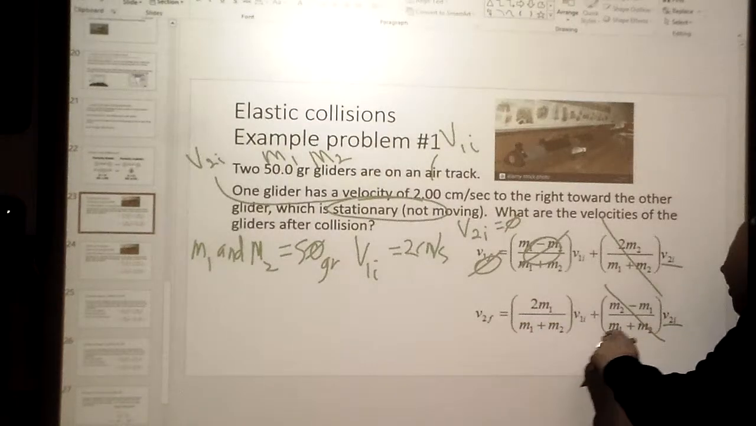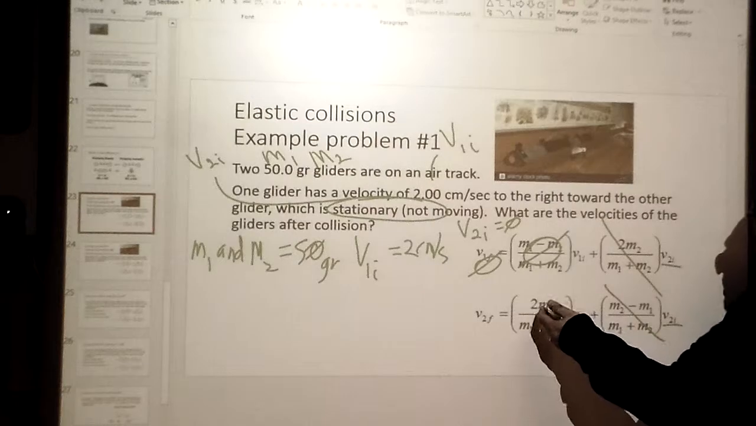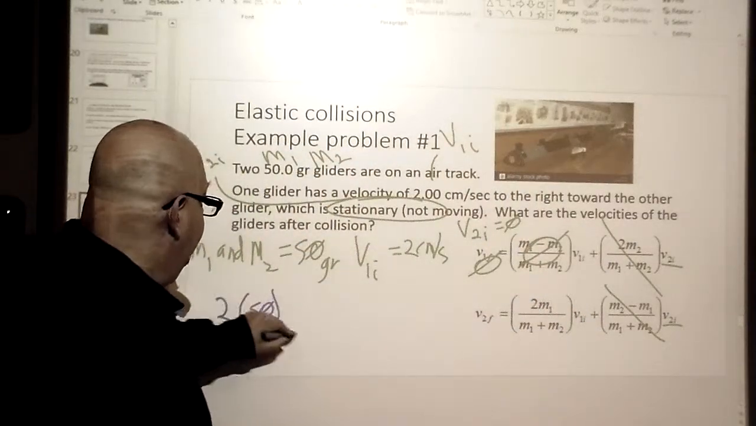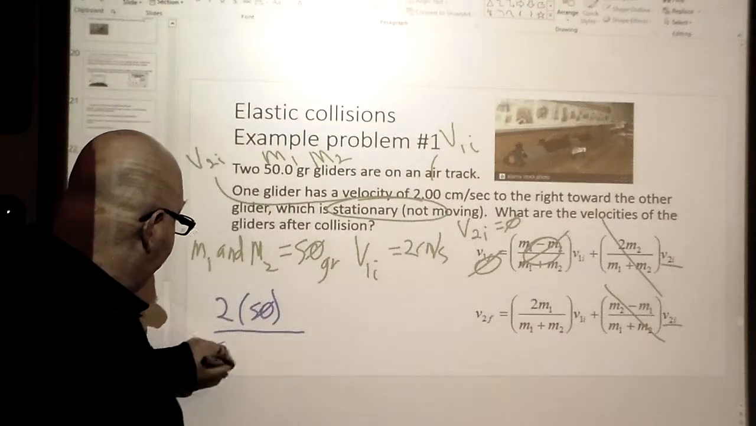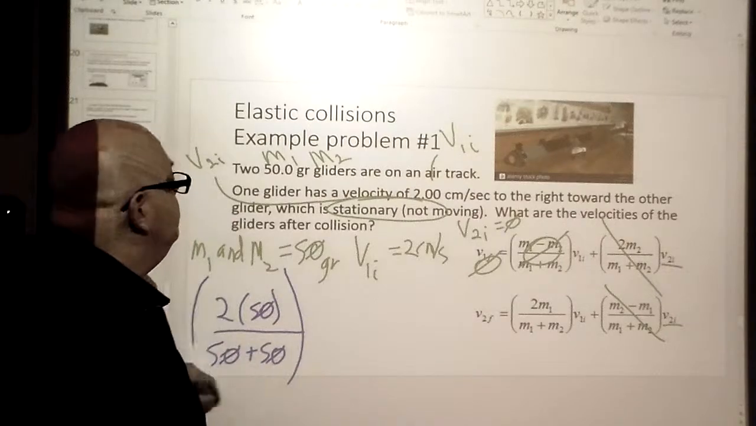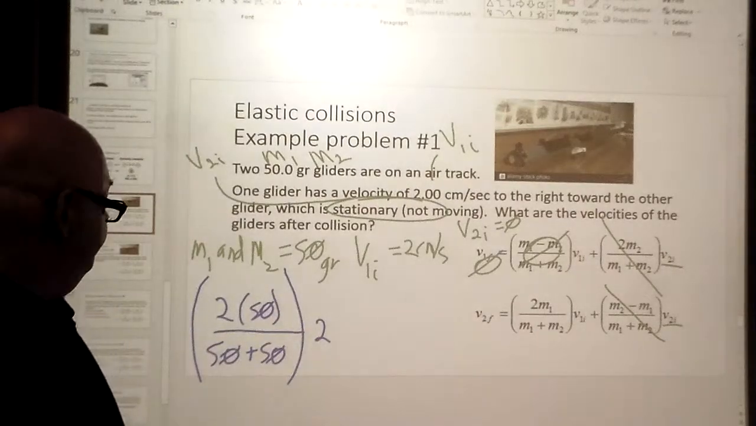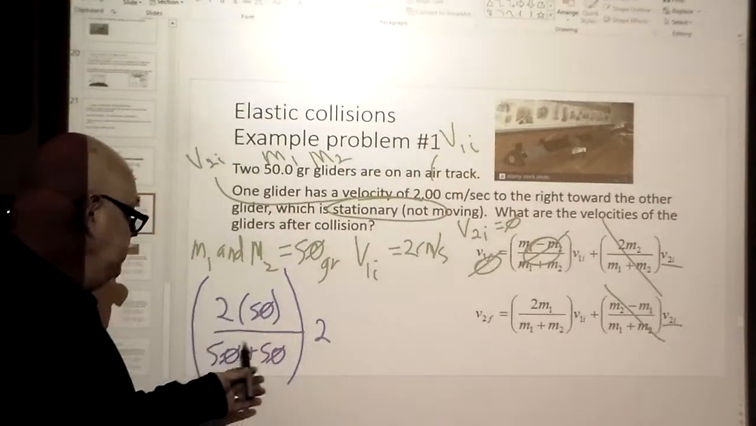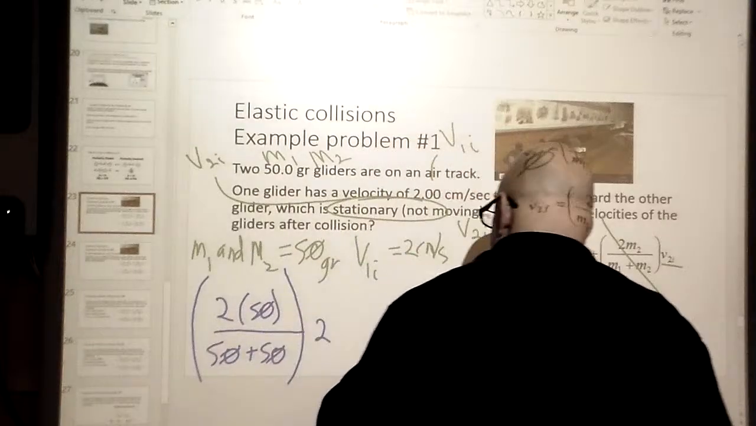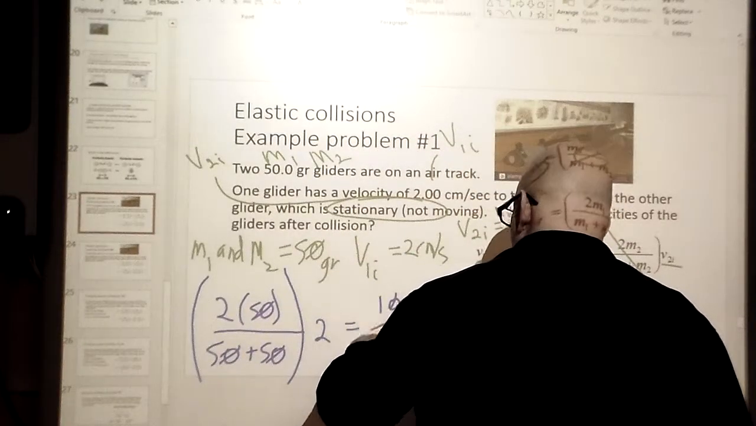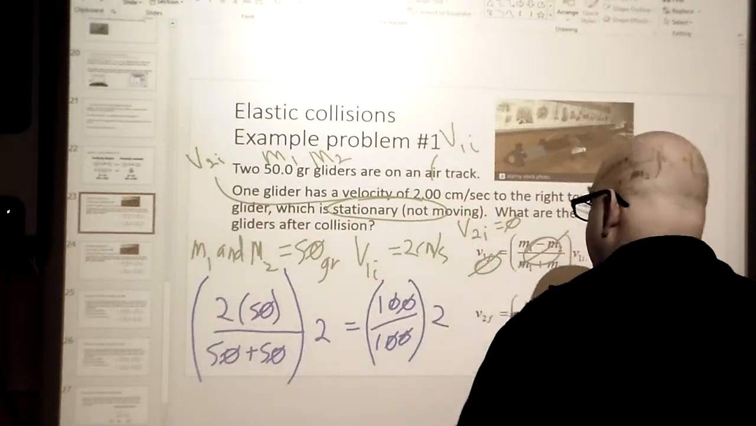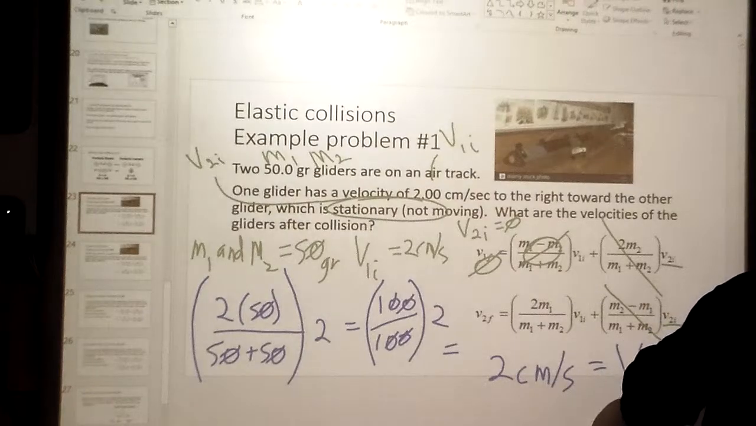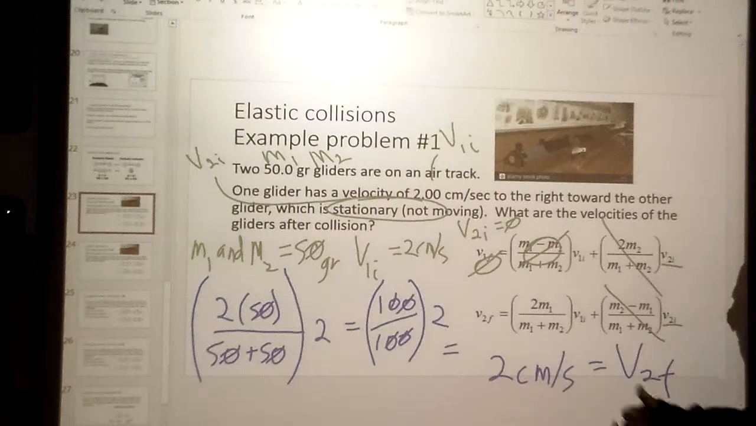So now we're down to this formula here. We've got 2 times the mass of our first glider, which is 50 grams. So 2 times 50 divided by mass 1 plus mass 2, so that's 50 plus 50. Now all this is going to be multiplied by 2 for our original velocity. So 100 divided by 100 is going to equal 1, right? Because 2 times 50 is 100 and 50 plus 50 is 100. So our final velocity is 100 over 100 multiplied by 2. So we end up getting a big whopping 2 centimeters per second for the final velocity of glider number 2. That's it.